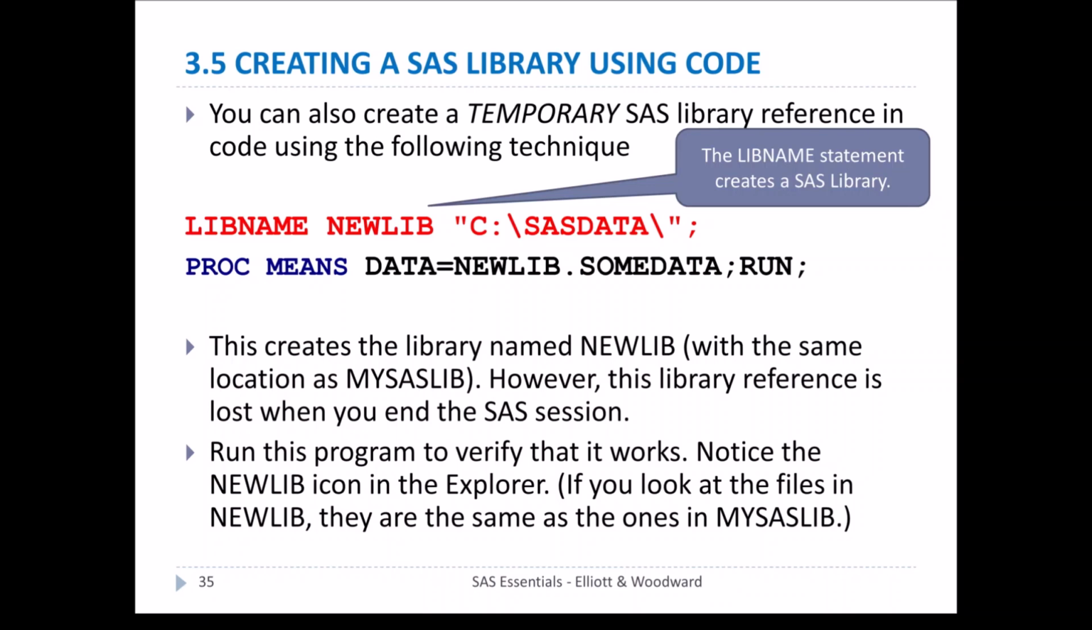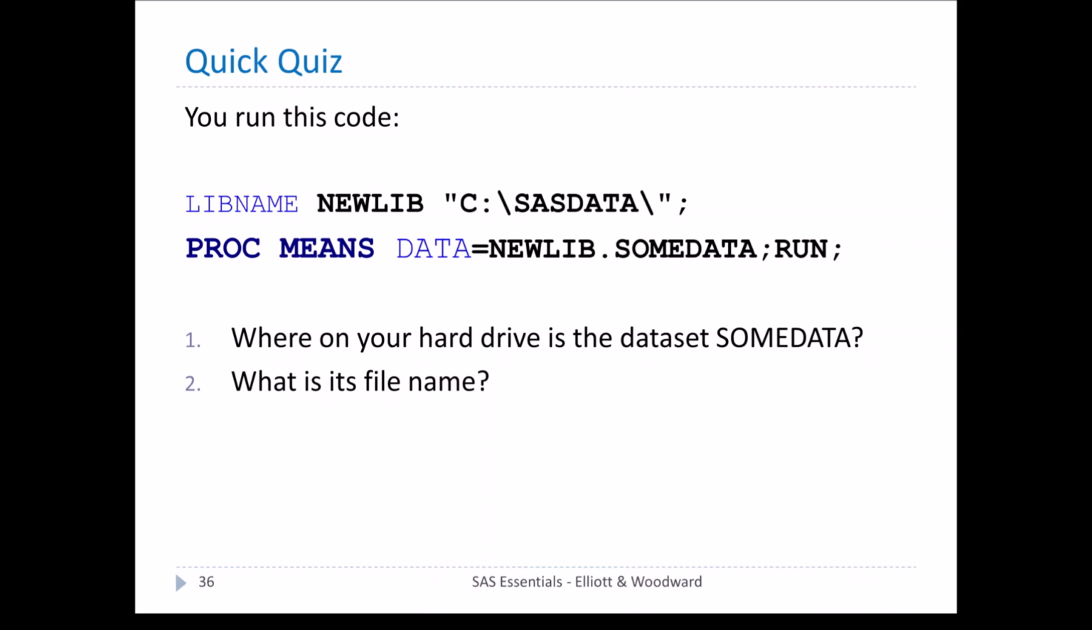All right, let's see if we get this. Let's have a little quick quiz. So here we have our code, and we want to know where on our hard drive is the data set SumData. So where is that going to be located? And then what is the file name?